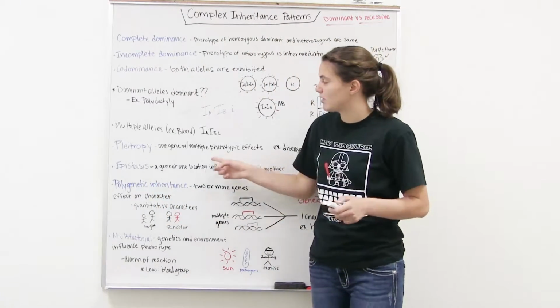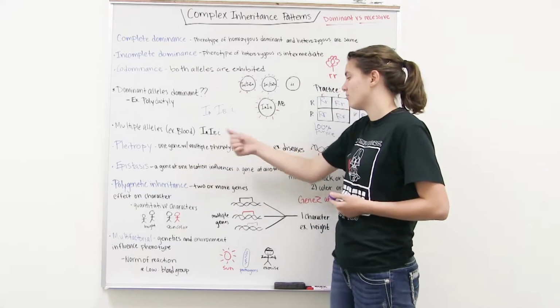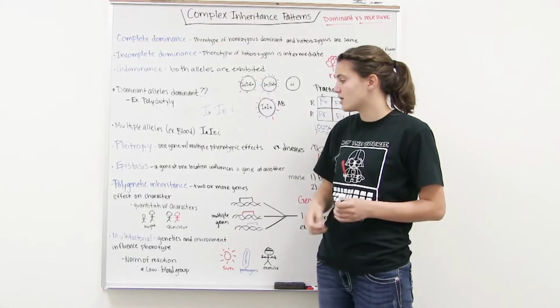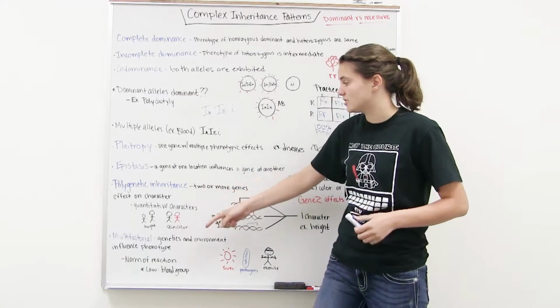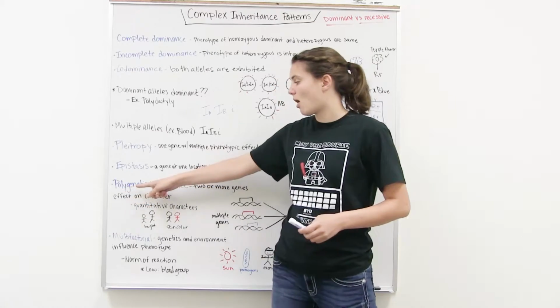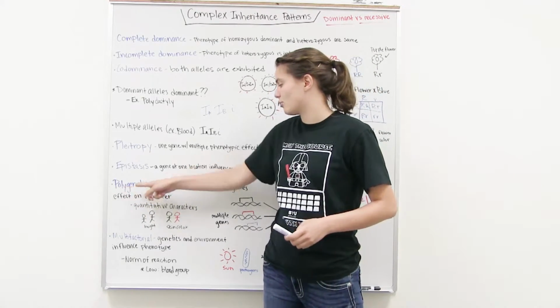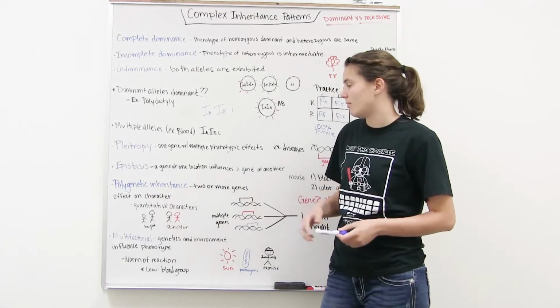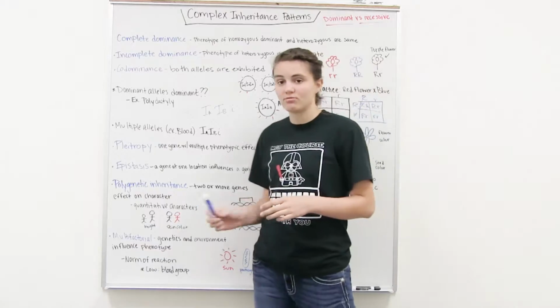And then also look at pleiotropy and polygenetic inheritance. Pleiotropy: one gene, multiple phenotypic effects. Polygenetic: two or more genes on one character. One way I remember this is poly means more than one, and genetic, so think genes. So polygenes, more than one gene effects. Just make sure you keep those straight.